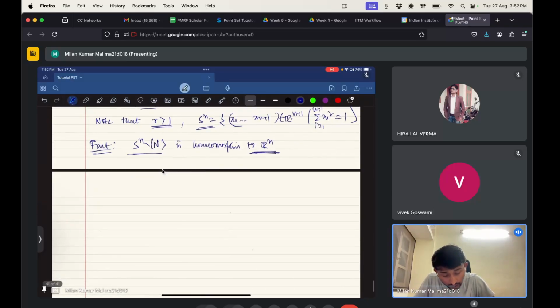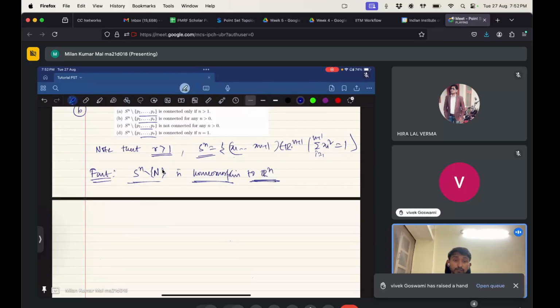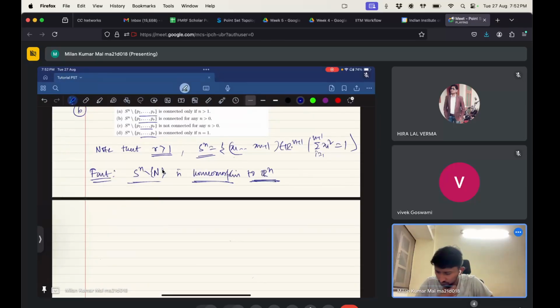Now what I want to show here is that R to the power n minus a single point, or R to the power n minus a finite number of points, but make sure that n is greater than 1. Yes, Vivek. Is there any question? Okay, sorry.